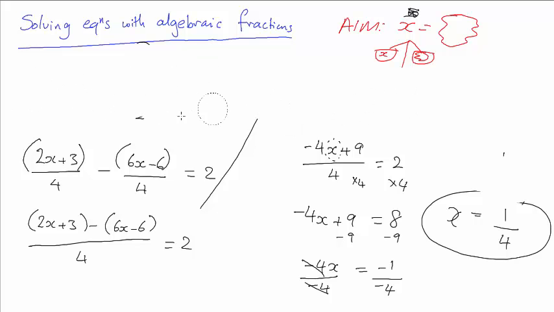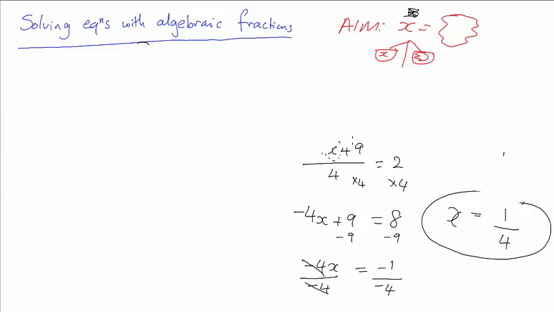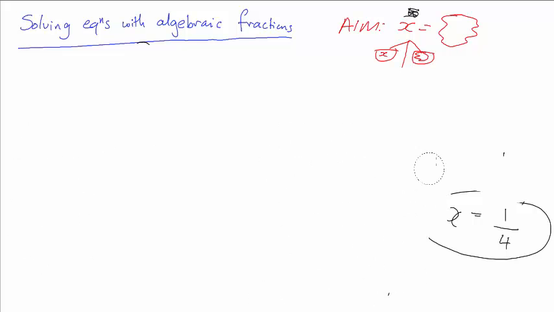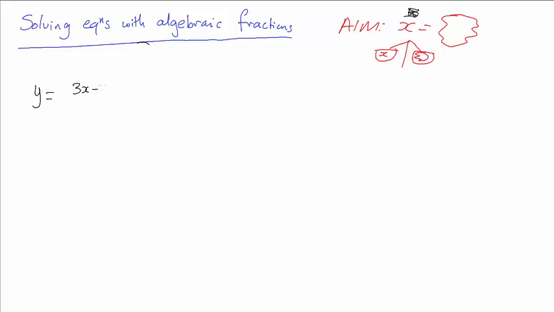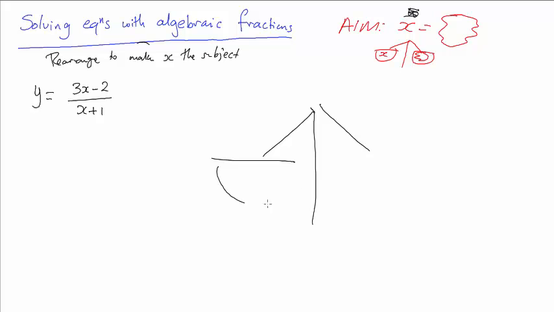Alright, so now we have a rearrange to make x the subject question. Remember, rearranging questions are exactly the same as solving, except your answer isn't going to be a number. So let's write this down. They give you y equals 3x minus 2 over x plus 1. And remember, rearrange to make x the subject. Okay, so this is actually quite a nice jump up, so we need to think about this a little bit harder. So here we go, here's our balance. So we've got y here.